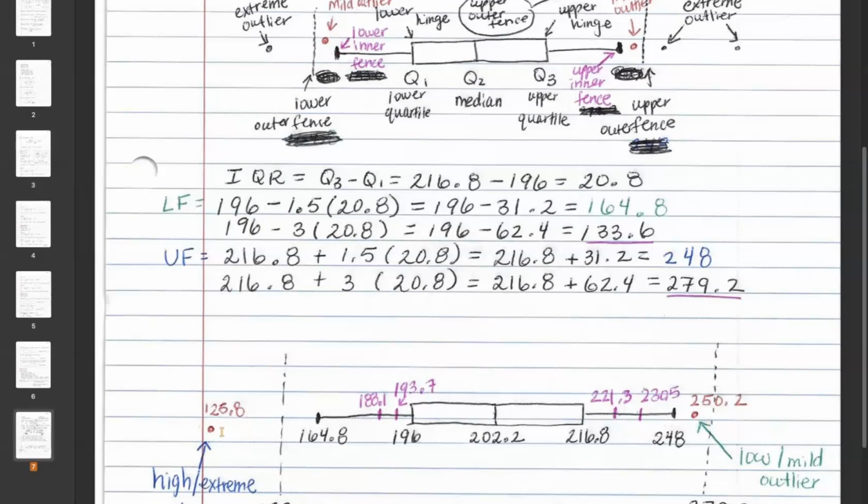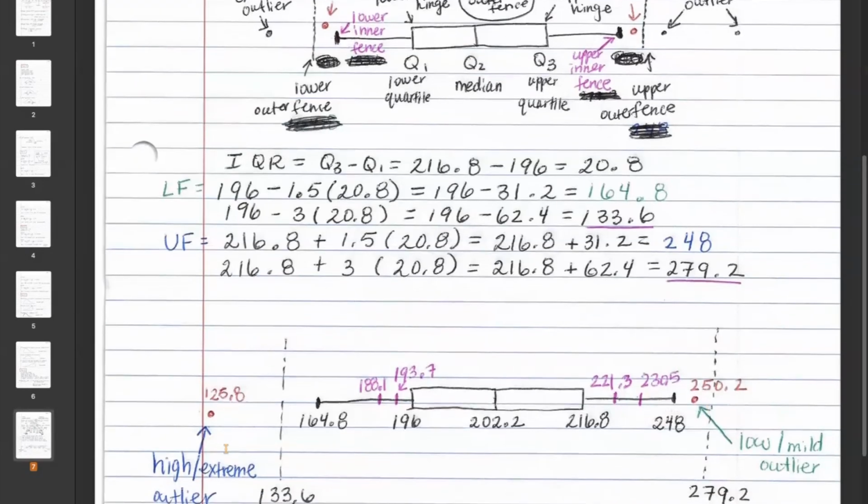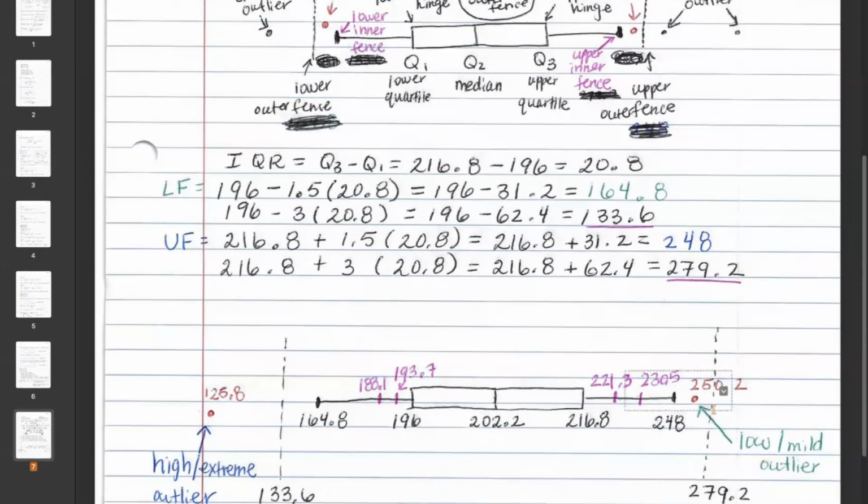So you can see that it can be a little counterintuitive when you're first learning this, that this is considered a low outlier, even though it's the lowest number in the data set. And this is considered a high outlier, even though it's the highest number in the data set. So I hope this helped.